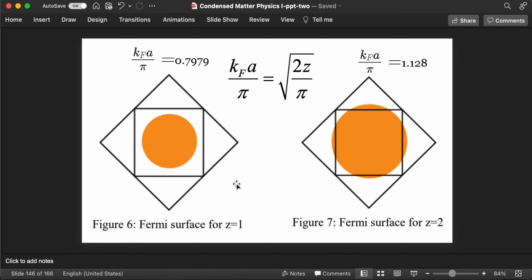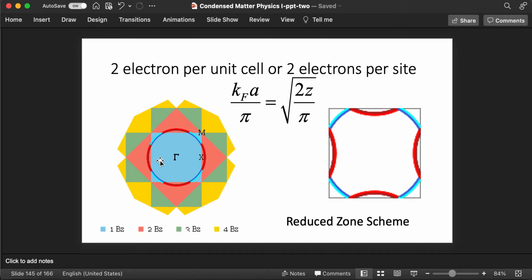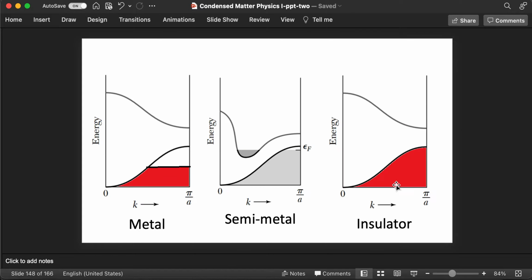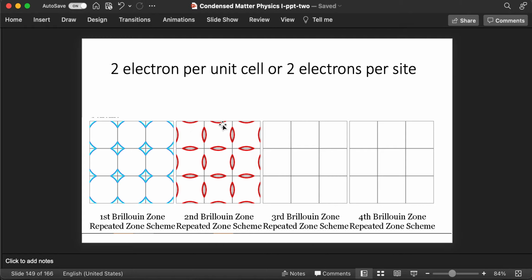You go back here and you can see, like I said, you take this portion and reduce it inside here. You take this portion and reduce it inside here, this portion here, that portion there, and that's how you get this. This is the reduced zone scheme. And in the repeated zone, you can see that's shown for the second zone separately, and that's shown for the first zone separately.